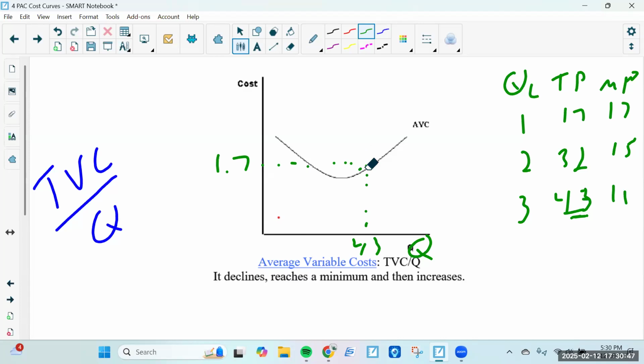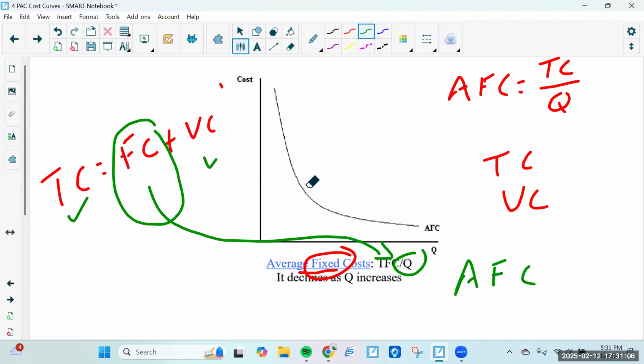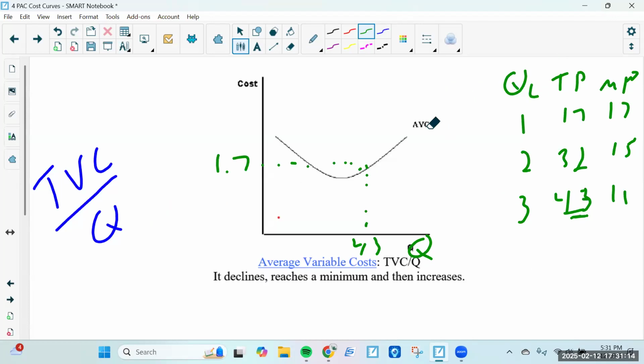So if I am selling my ice cream for $3 a scoop, and on average it's costing me $1.70 to pay my workers, then I know I've got $1.30 to play with, right? What can I use that $1.30 for? Well, I can use it to pay my fixed costs, which, by the way, is right here. This is my average fixed costs, right? And I can also use the rest for my profits. So that's why we learn about average variable cost.